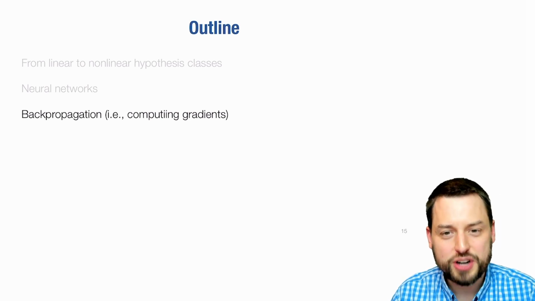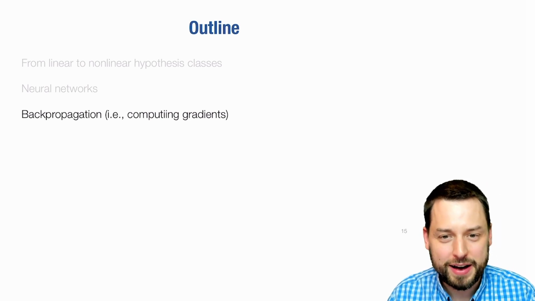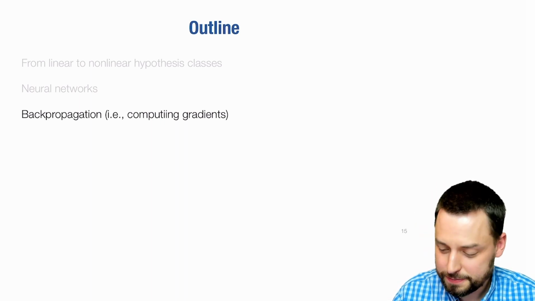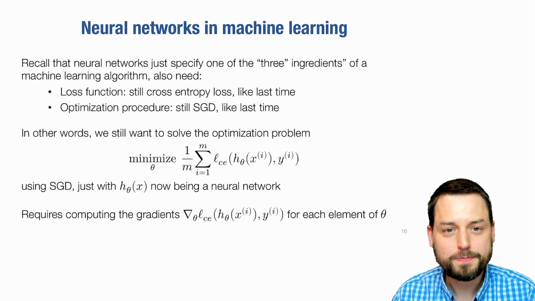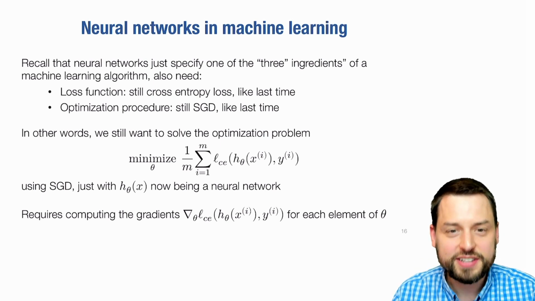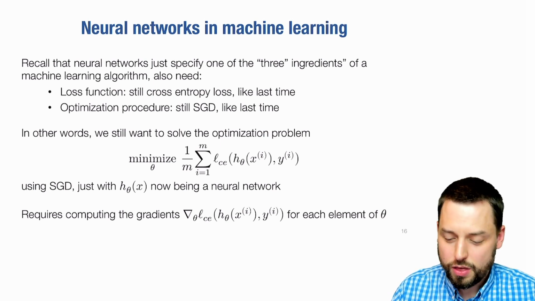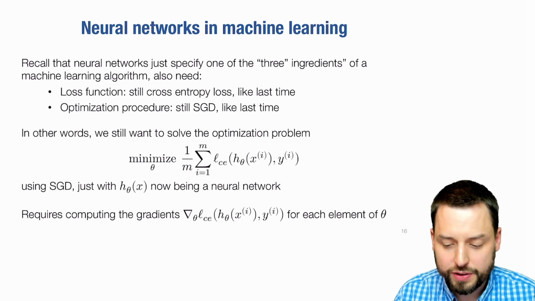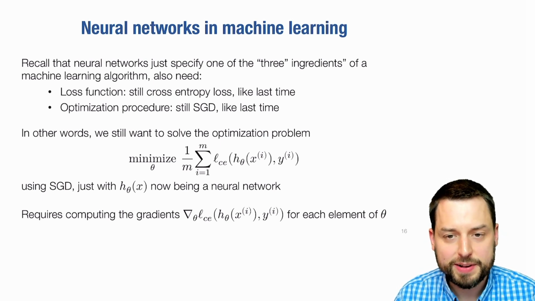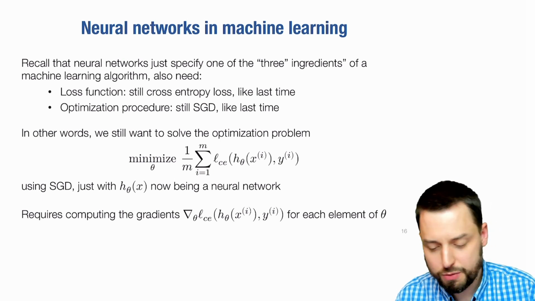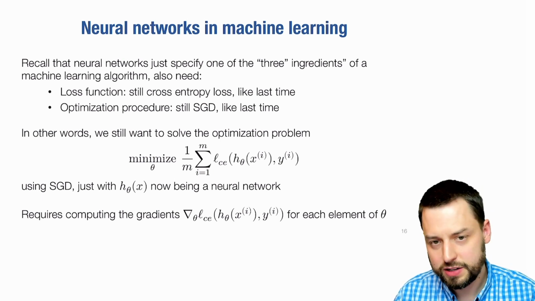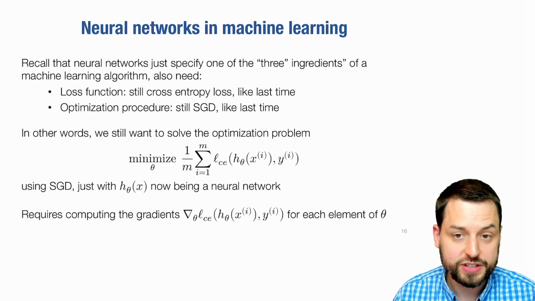All right, so let's jump in now and start talking about backpropagation, i.e. how we compute gradients in neural networks. To set the stage here, as we talked about last time, the term neural network really just means specifying one of the three ingredients of a machine learning algorithm. So remember, there were three ingredients: the hypothesis class, the loss function, and the optimization procedure.